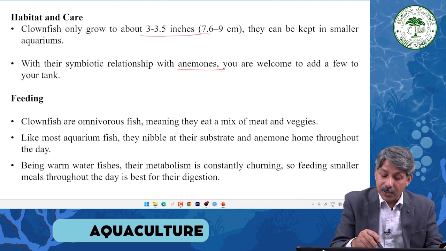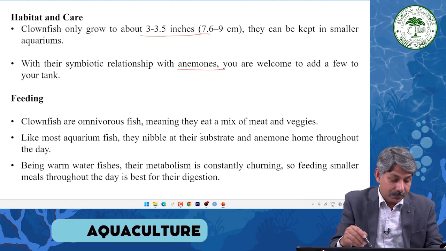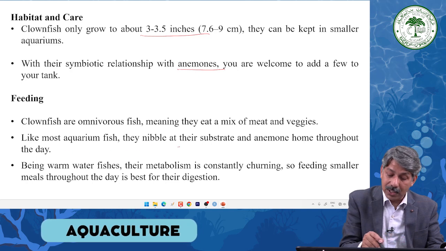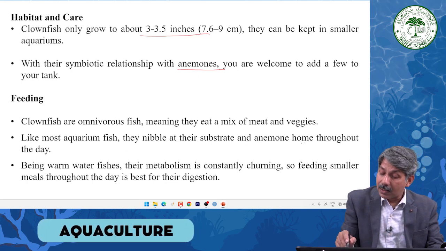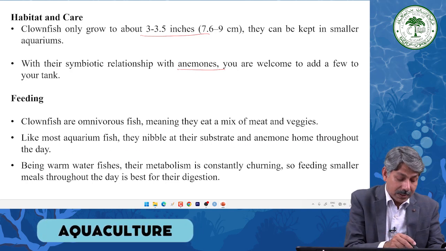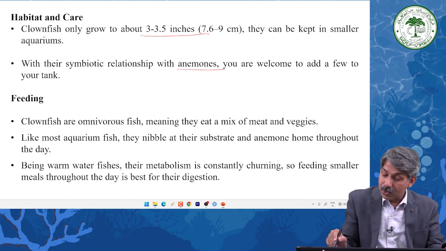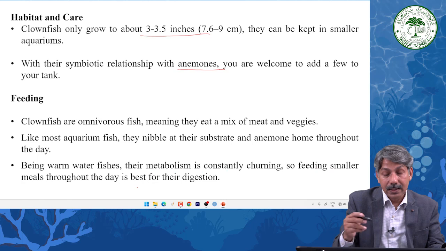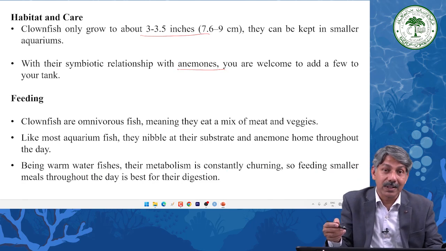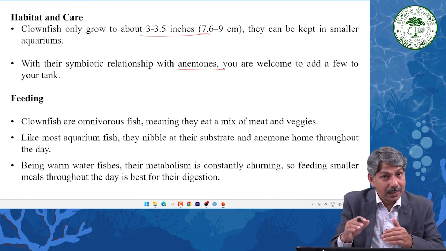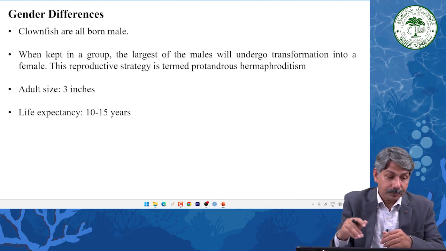Clownfish are omnivorous fish, meaning they eat a mix of both plant and animal origin materials. Like most aquarium fish, they nibble at their substrate and anemone home throughout the day. Being warm water fish, their metabolism is constantly churning, so feed smaller meals throughout the day, that means the feeding frequency you will have to increase. You will have to divide the amount of food that you wish to offer this fish into smaller portions.